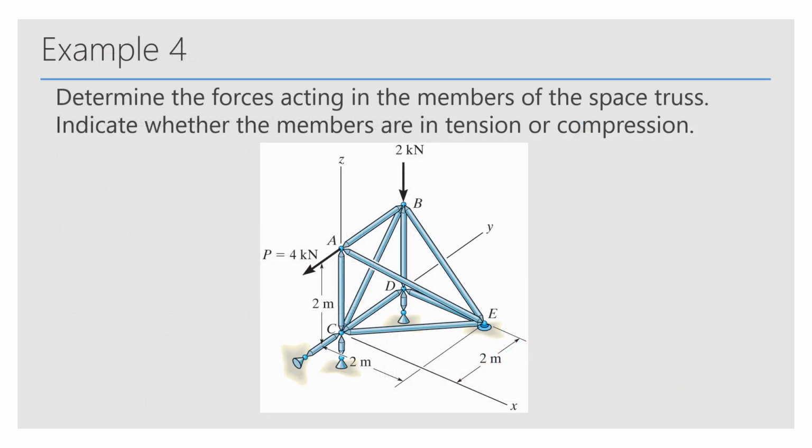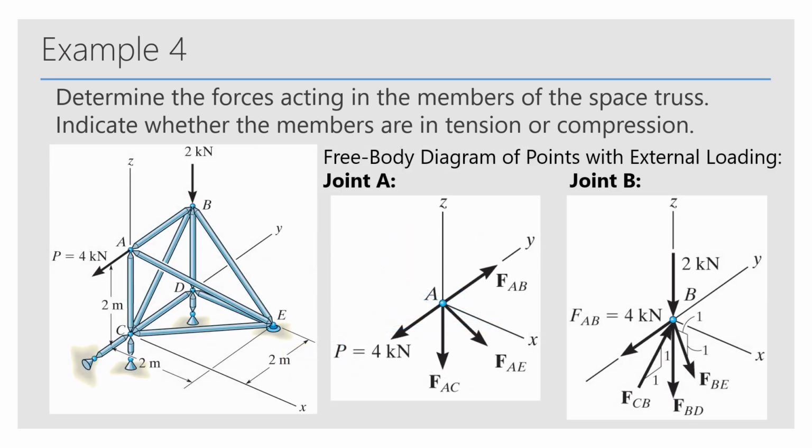Look at this example for the space truss. It asks us to determine the forces acting on the members of the space truss and then indicate whether they're in tension or compression. So here we have a free body diagram for joint A, joint B. It's very similar to what we were seeing before, except this time we're doing it in 3 dimensions.